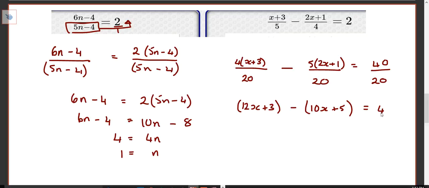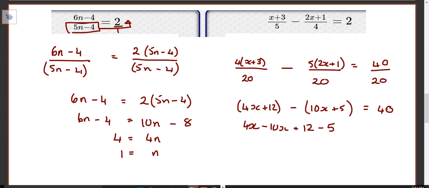Is it 40? Yeah, sorry. So now I'm going to collect like terms, so it's 12x subtract 10x, which is, Mr. Fox, yeah, why is it 12x? Sorry, yeah. I don't know why, I was thinking 4 times 3. I've done it the wrong way around, haven't I? That should be 4x and 12. See, mistakes happen when you're talking. So this should be 4x minus 10x, and then we've got plus 12 minus plus 5, which is minus 5.